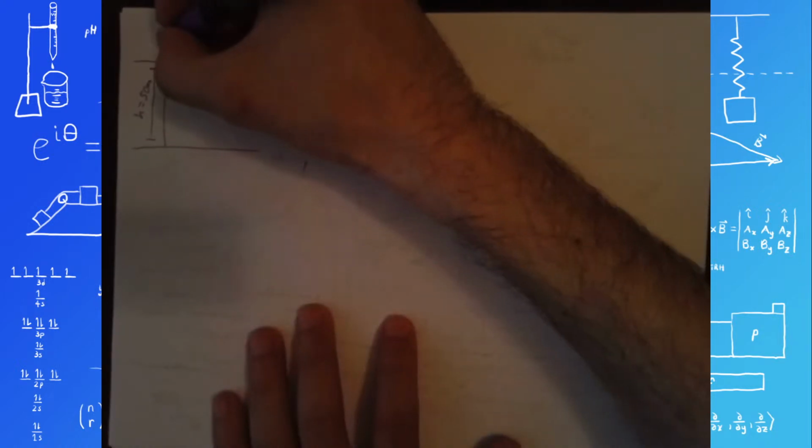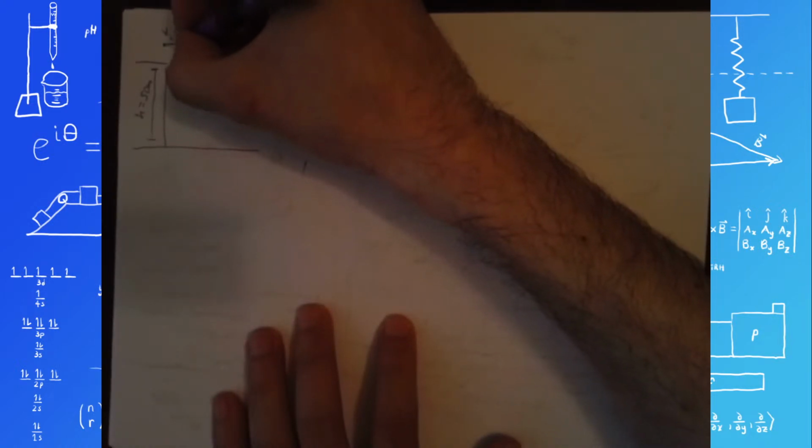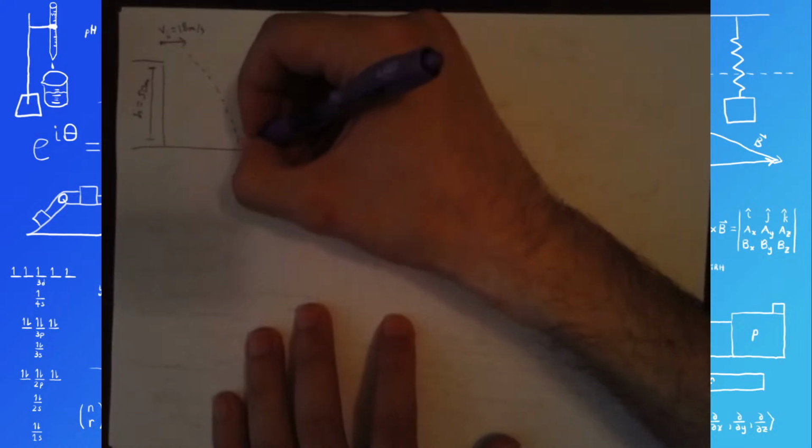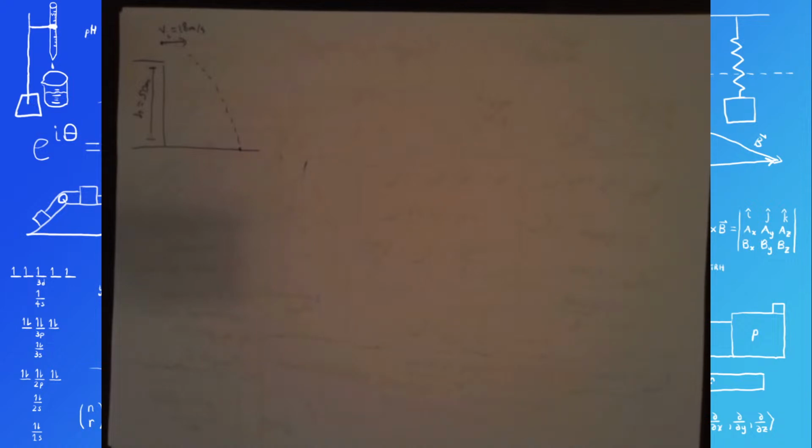So this thing is going to fall off like that and eventually land on the ground. I guess I could throw in a bonus question. How far will it have traveled horizontally by that time? There's no reason why we can't calculate that.